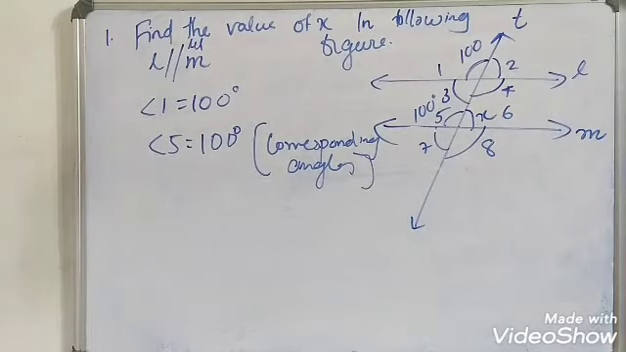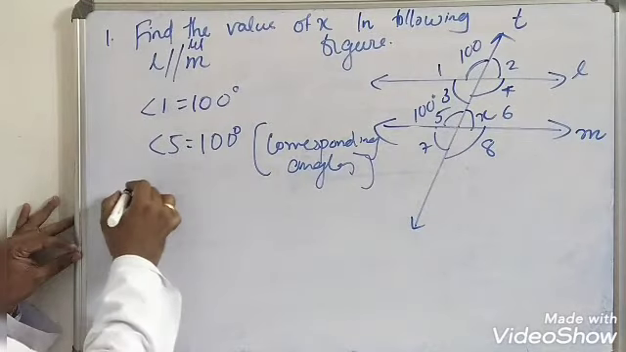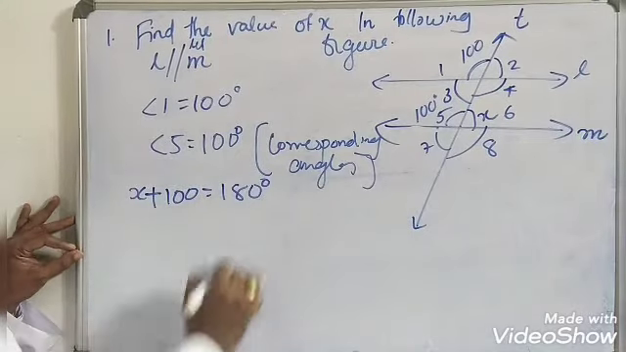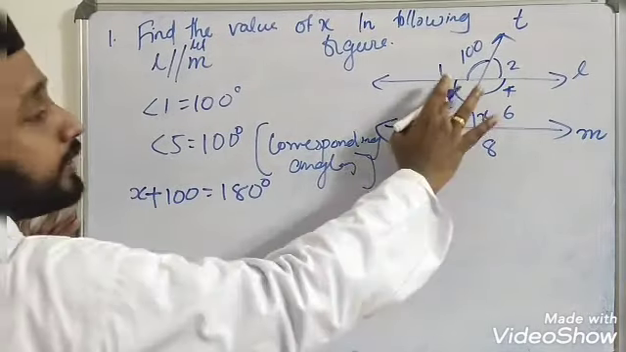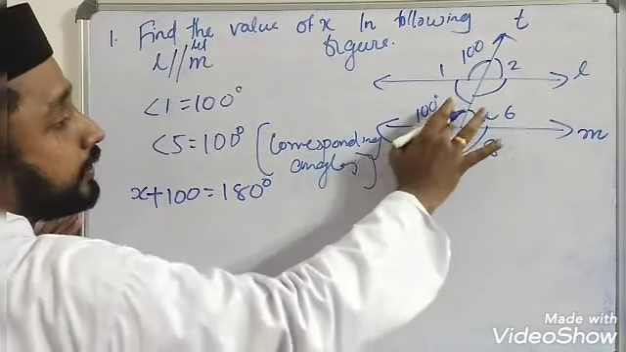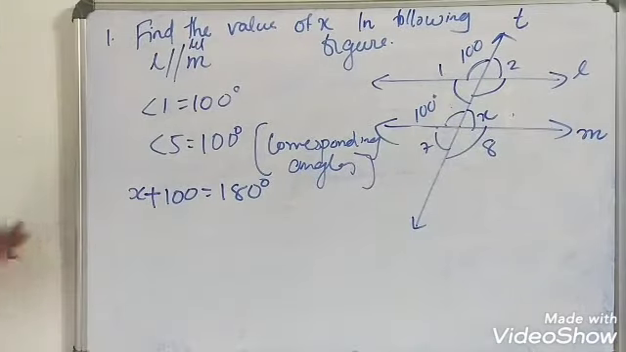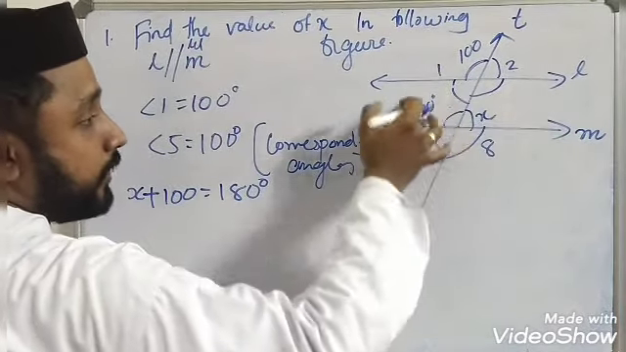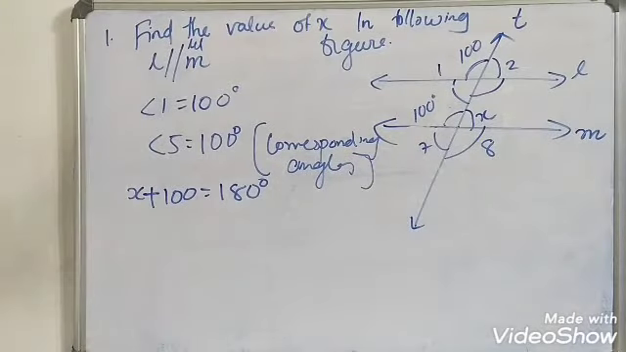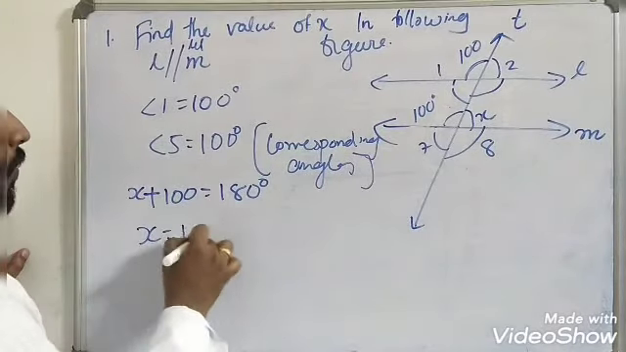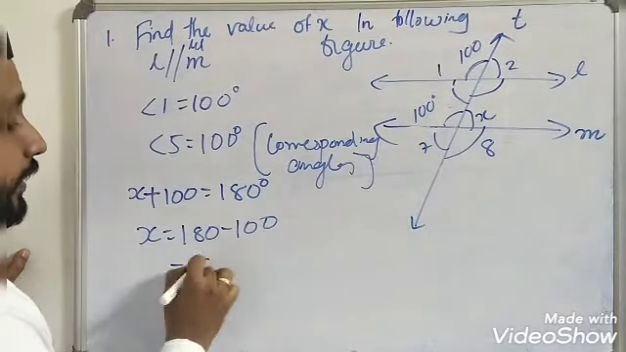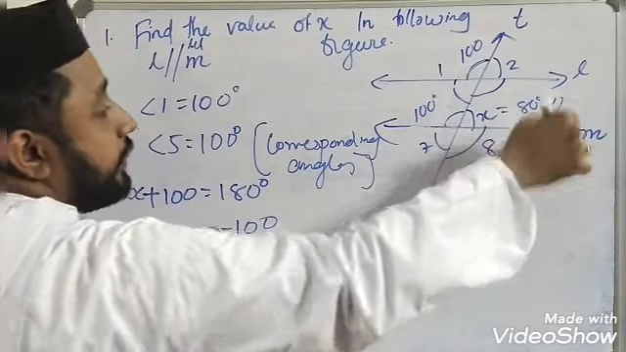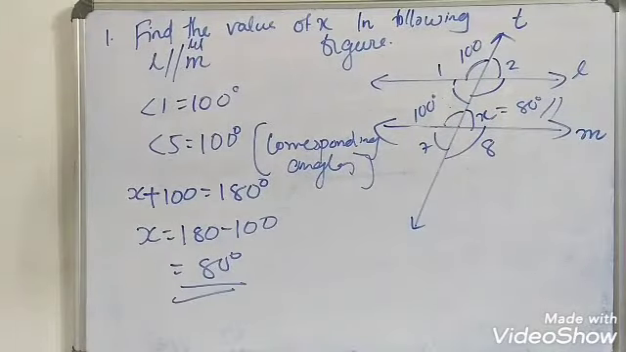So their sum, x plus 100, is 180 degrees. This is 100, this is x, so the total is 180 degrees. x is equal to 180 minus 100, that is 80 degrees. So the value of x is 80 degrees.